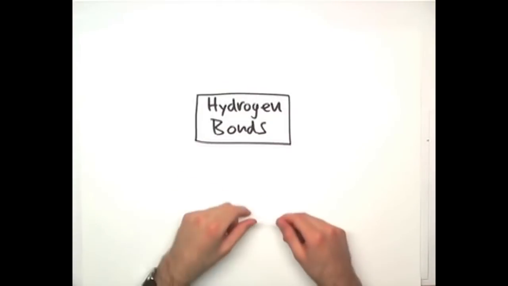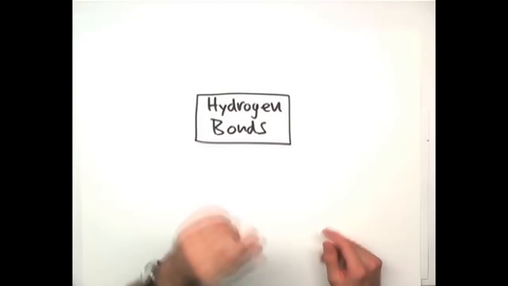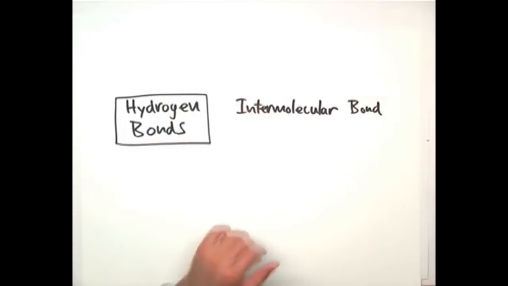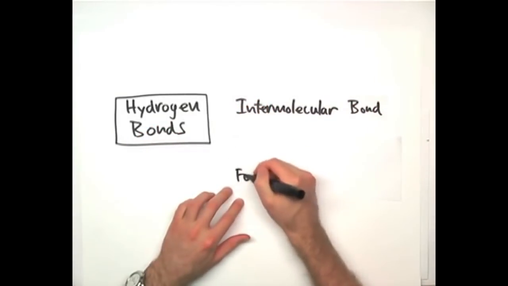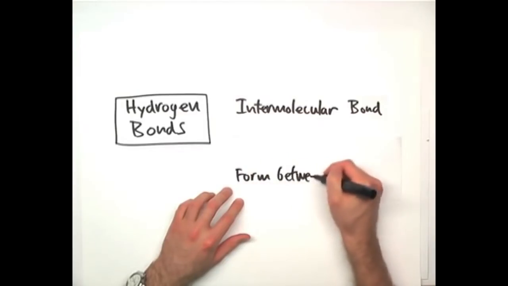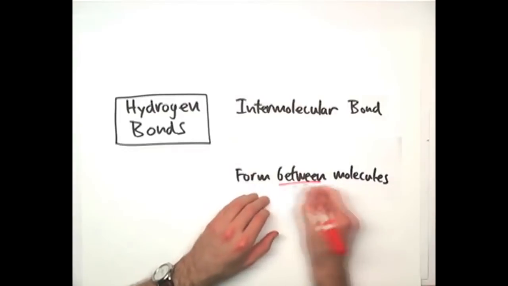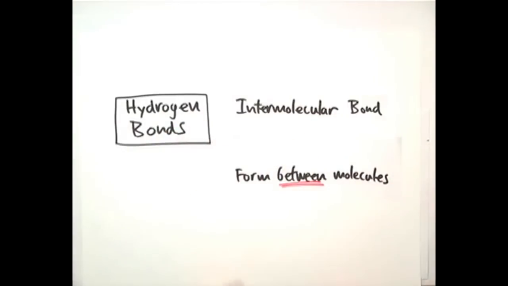Hydrogen bonding can be so confusing. So I want to talk about some of the common mistakes people make so you won't ever make them. Okay, so hydrogen bonds are a type of intermolecular bond, and intermolecular bonds form between molecules. That's why we call them intermolecular. Now this between part is super important, between two different molecules. I'm underlining it twice in red.